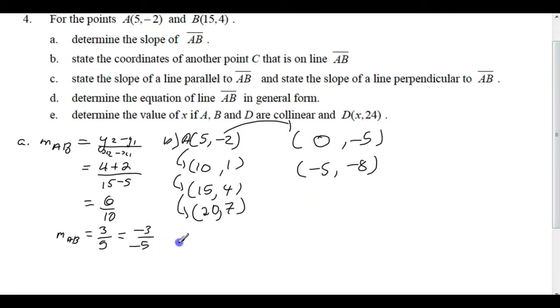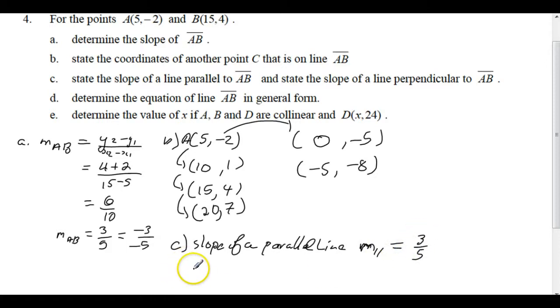Part C, state the slope of a line parallel to AB and state the slope of a line perpendicular. So the slope of a parallel line, I'm going to abbreviate that, m parallel, is the same slope, which is 3 over 5. And the slope of a perpendicular line, or m perpendicular, is the negative reciprocal, so negative 5/3.